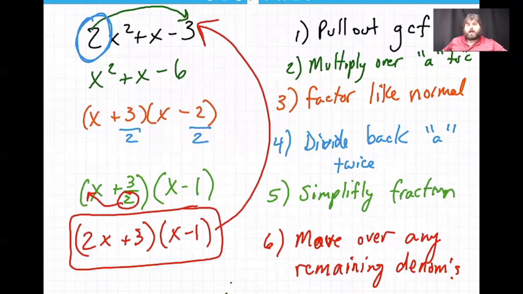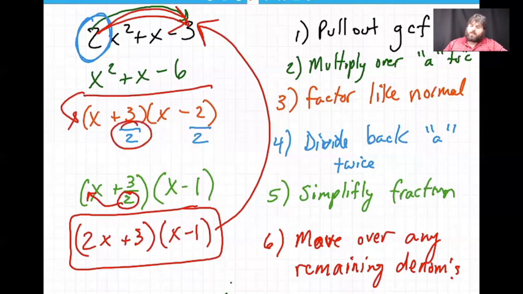So first step, pull out the greatest common factor. If there is one, you got to pull it out. This will not work if you don't do it. Second thing, you multiply over that A. You multiply this number over here. Multiply it over. That gets you to here. Factor like normal. Divide by the A on both parts, and reduce. If you don't reduce, it's going to mess it up too. Okay, you've got to reduce the fraction.